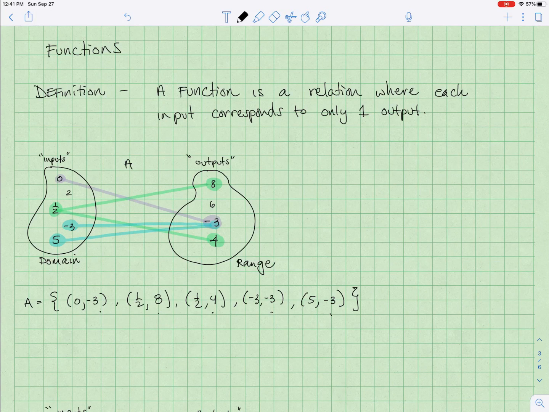Okay, now let's actually talk about functions in this video. So let's start off with the definition. The definition is as follows.